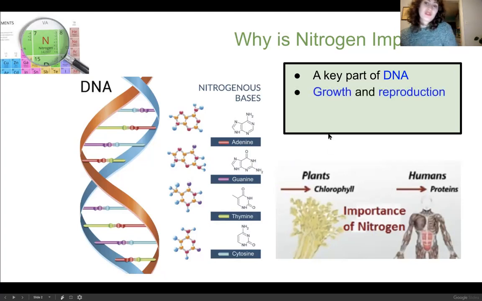It's also important for growth and reproduction. So not only is it in the DNA of your cells, but it has a role in growth and reproduction. And to make proteins, which is basically what all of your cells do. They make various proteins. They need nitrogen for it.